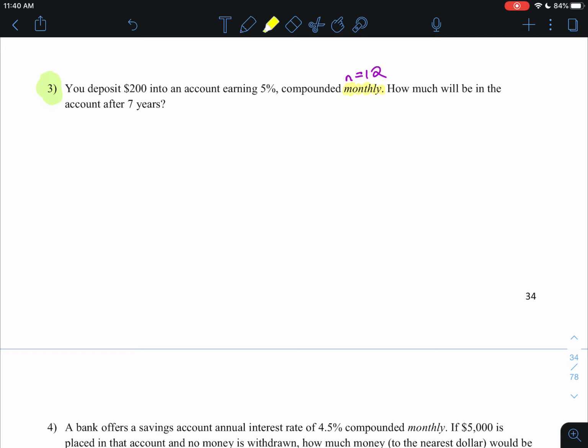So, what else did this tell me? That $200 was my principal, my original amount, and 5% is my rate. How much will be in the account after 7 years? So this is our time, and it's asking us to find the end result. So I'm writing out my formula. A is equal to P times (1 plus R over N) to the N times T.